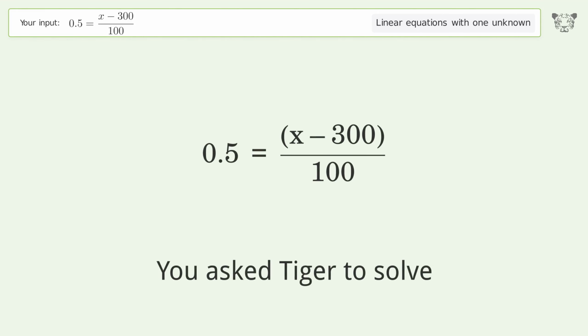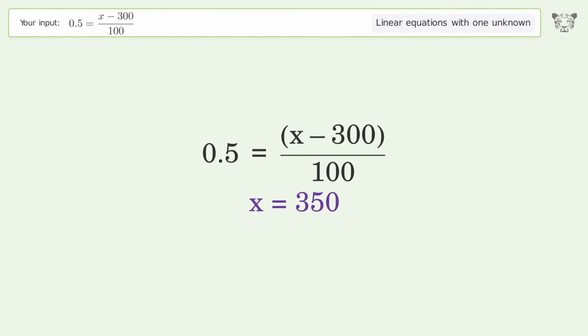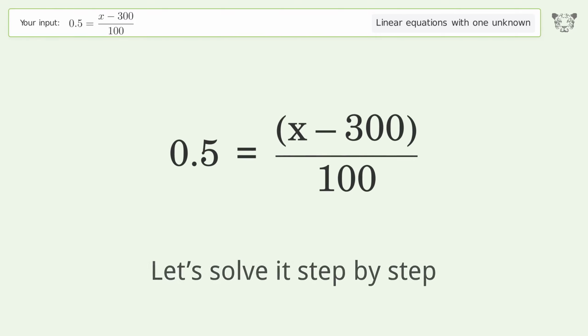You ask Tiger to solve. This deals with linear equations with one unknown. The final result is x equals 350. Let's solve it step by step.